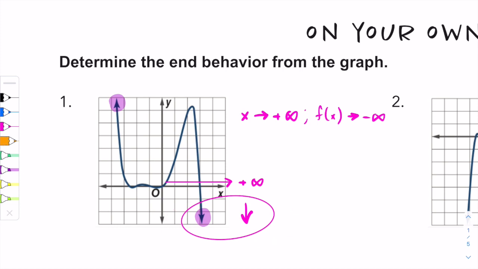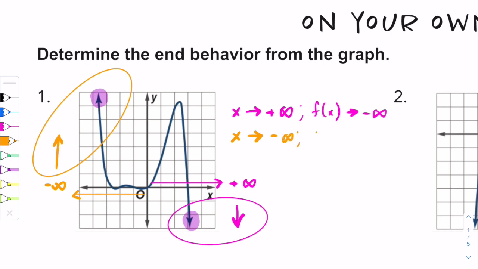Next, we look at starting at 0 as we approach negative infinity on the x-axis. Is the graph facing up or is it facing down? And you should recognize that the graph is facing up. So the second part of our end behavior says x approaches negative infinity as the function approaches positive infinity. The only part of end behavior that changes is this part here. It's just the ends of the graph.